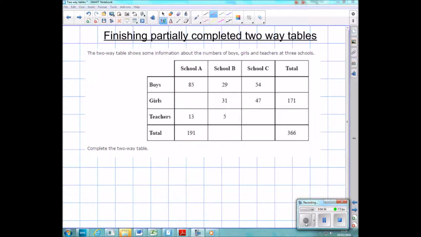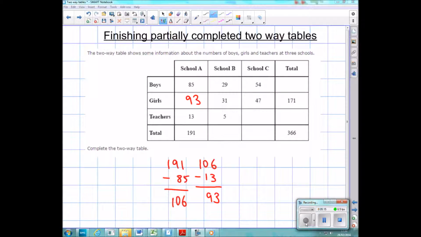Okay, so hopefully you've had a go at that. So first off, what we're going to do is look at the columns. If you notice, school A has one thing missing, but it's not the total. So what I need to do is take 191 and take away 85. I'm going to do that first, and 191 take away 85 gives me 106. After that, I'm going to do 106 take away 13, and doing that, I get 93. So I should have 93 in there.